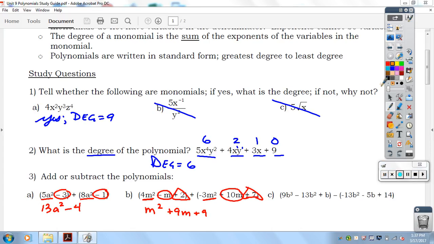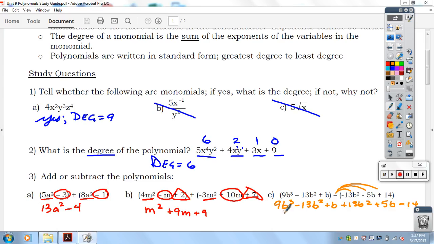Now C is different because of this subtraction, so we have an extra step. We actually do need to get rid of these parentheses, because we're subtracting. We're subtracting not just the first term, but we're subtracting all 3 terms. 9b cubed minus 13b squared plus b. A negative negative is a plus 13b squared. A negative negative is a plus 5b. And a negative 14 is a negative 14.